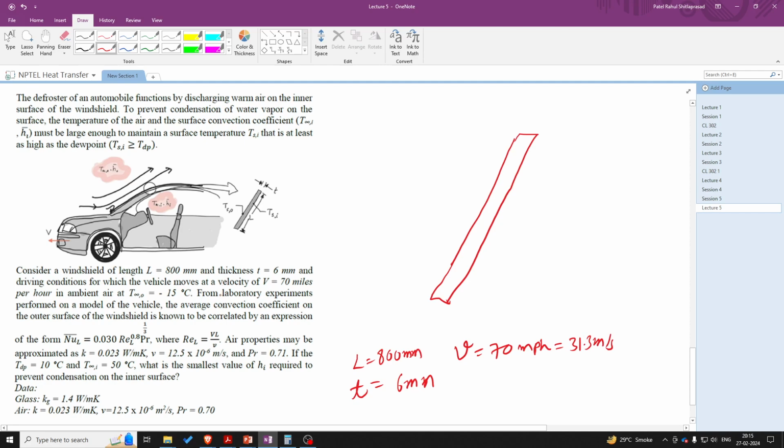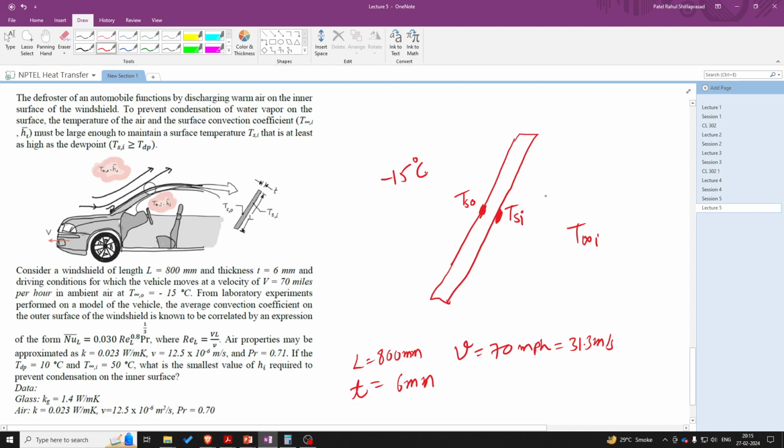Then we have been given that this ambient air temperature T infinity is minus 15 degrees Celsius. Okay, so outside we are having minus 50 degrees Celsius. At the outer surface, let's just call the temperature Tso. On the inner side of the glass, the temperature is Tsi, and inside the car, the temperature is T infinity i. Then we have been given this Nusselt number correlation. The dew point is 10 degrees Celsius.